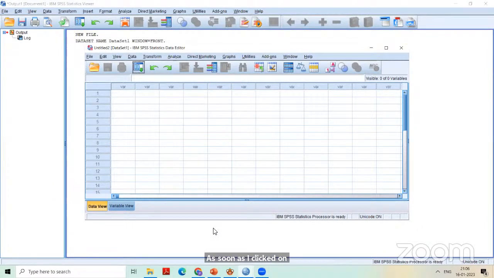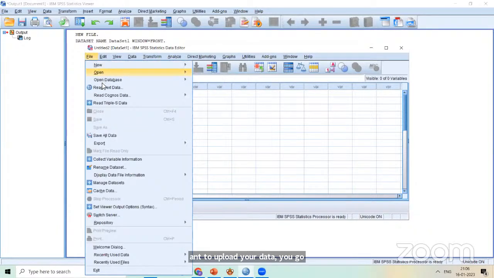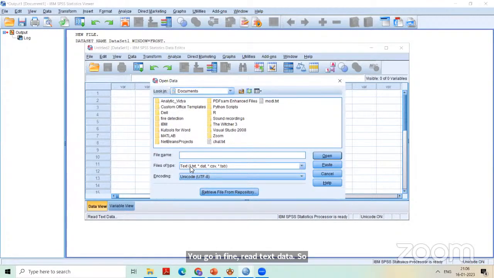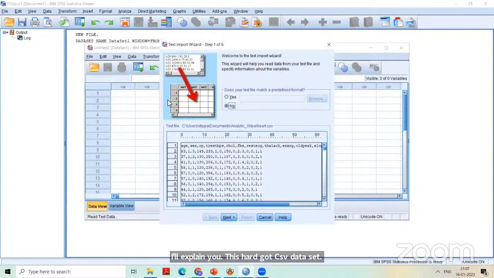Now here I want to upload my data. If you want to upload your data, you go to File, Read Text Data. Text data can be in the form of a TXT file, CSV file, or any TAB or DAT file. I already have one heart disease data set, here is my heart.csv. I downloaded this heart.csv data set from the UCI repository. UCI is a very famous machine learning repository, and from that you can download this data.